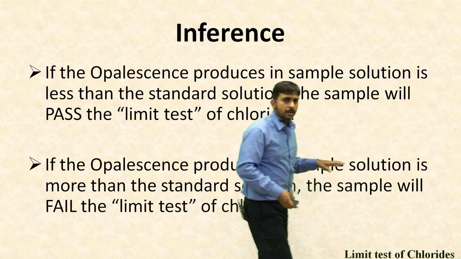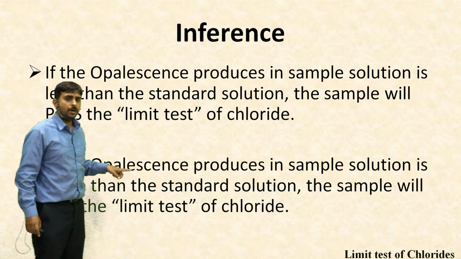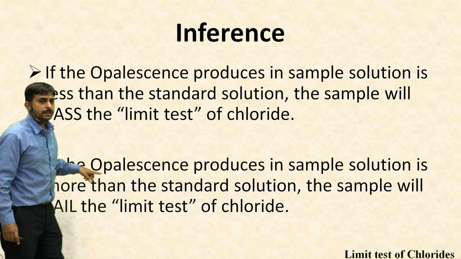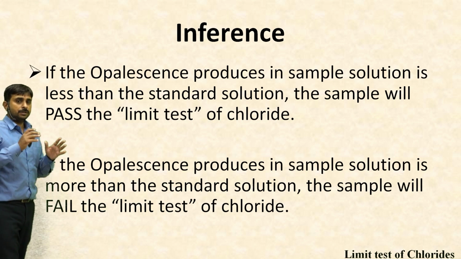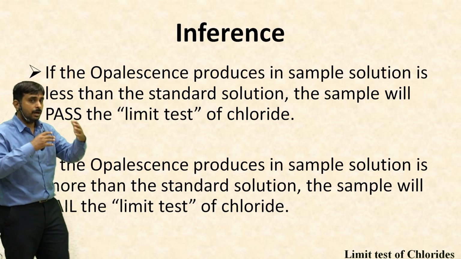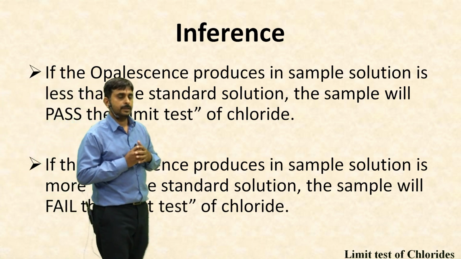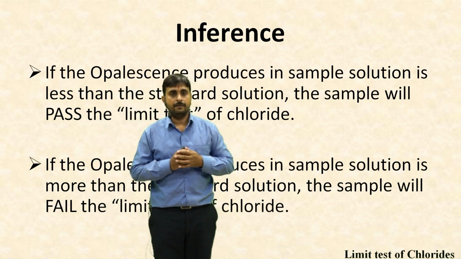We will be having higher opalescence. Then, in the case of higher opalescence, we will say that the solution fails the limit test. The sample fails the limit test if the turbidity or opalescence of the sample solution is higher than the standard sample.